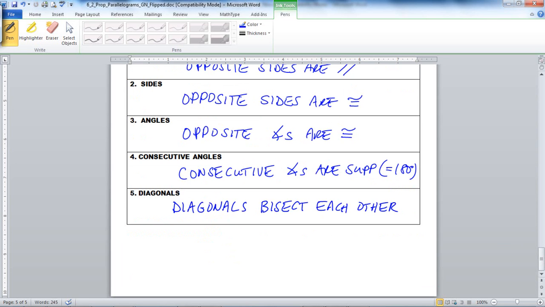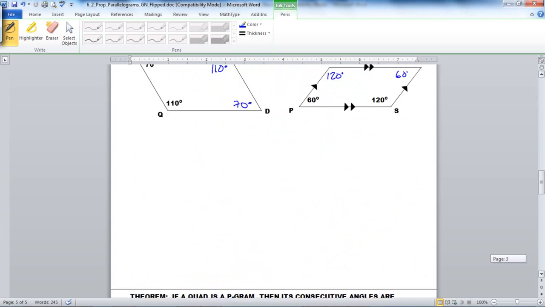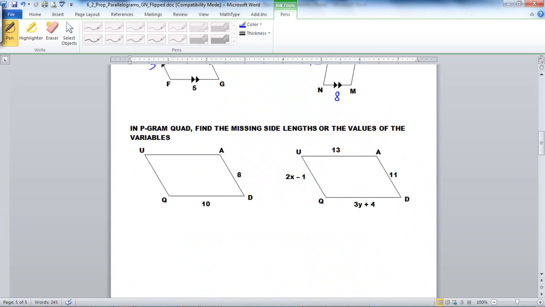Now there were a couple problems that we looked at up above as far as examples. I want to go back to these right here. So the opposite sides are congruent, so I know that this is 8, I know that's 8 right there because those are congruent, and this is congruent to that, so that's 10. So again, I could ask you what is the perimeter of this parallelogram, and I would say that that's 36.